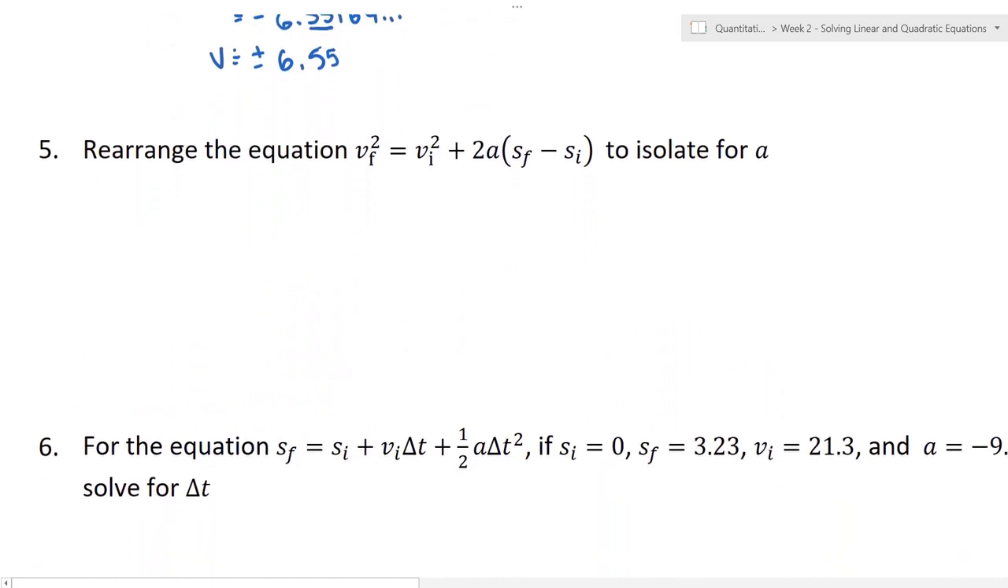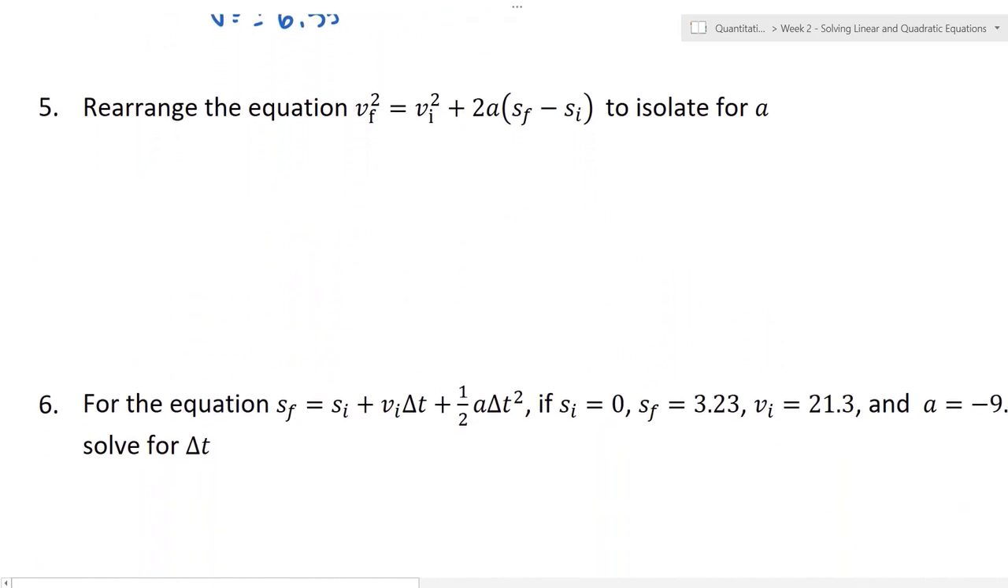Number 5 is asking us to rearrange this equation, it's a rather long one, to isolate for a. Okay, so we just want to solve for that a. We want a by itself. That means we need to get rid of everything that's surrounding the a, starting with what's the farthest away from a, and then moving inwards until we're left with just a by itself. So let's start by getting rid of this v initial squared. We're going to move it to the other side of the equal sign.